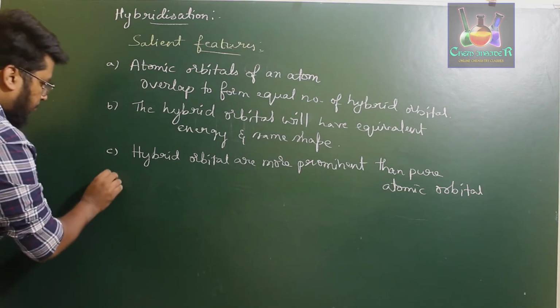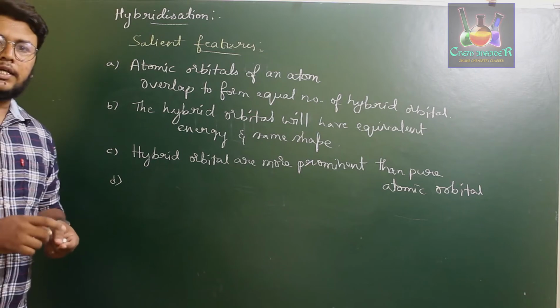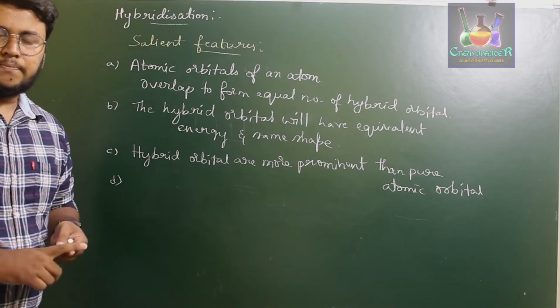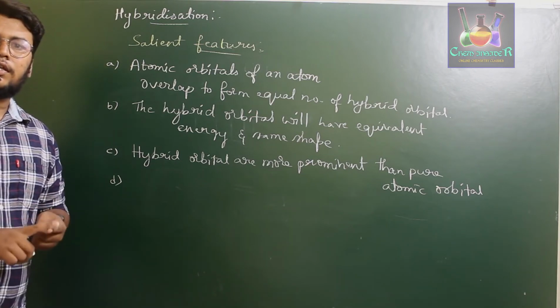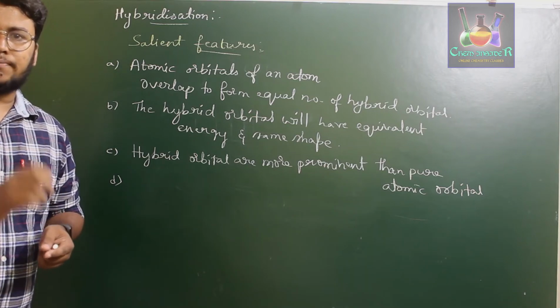And next, the fourth point is, if you are considering electrons present in the given orbital, hybrid orbitals arrange themselves in such a way that they are away from electron repulsion. If you are considering the hybrid orbitals explaining the geometry, they arrange themselves in three-dimensional space in such a way that they experience as low electron repulsion as possible.